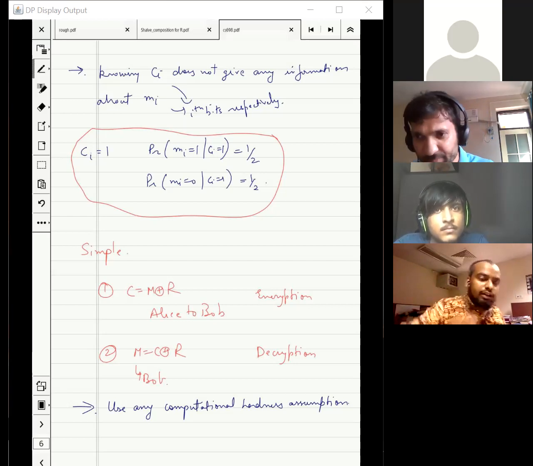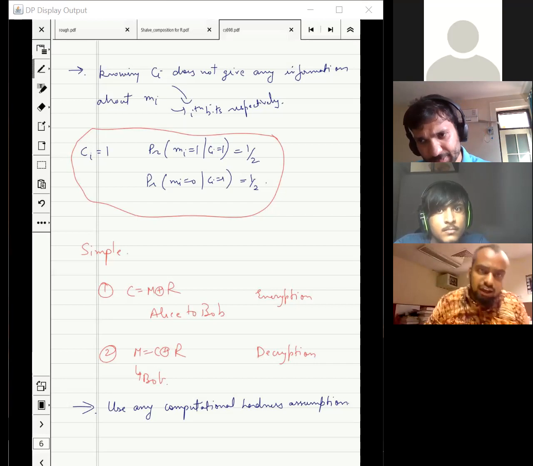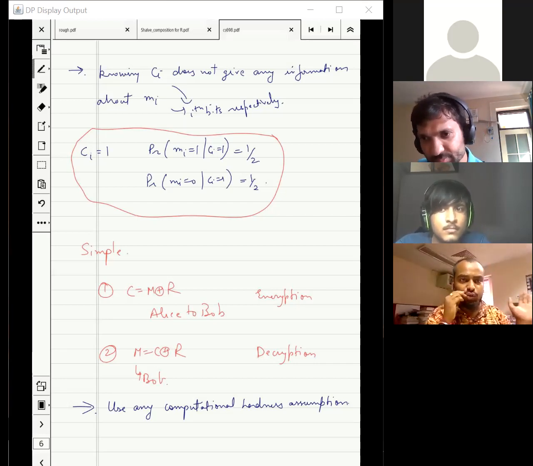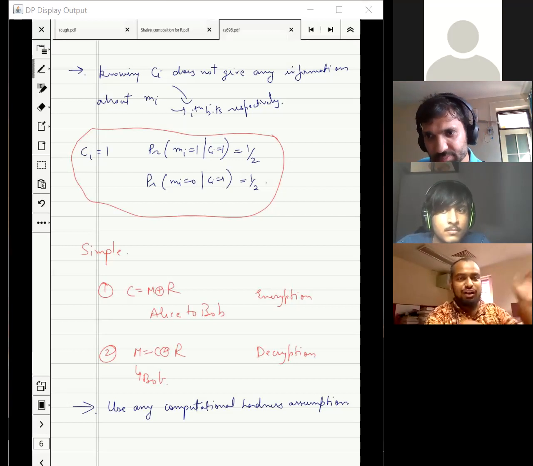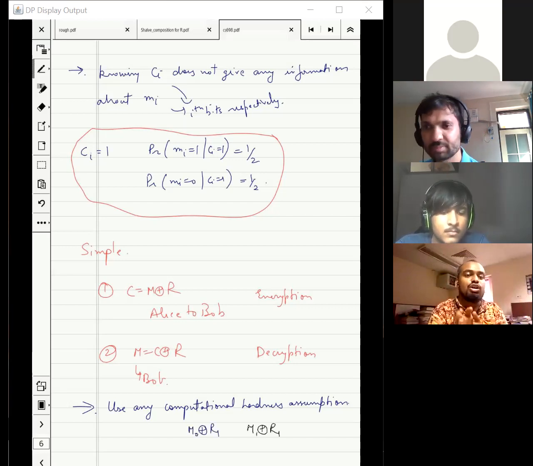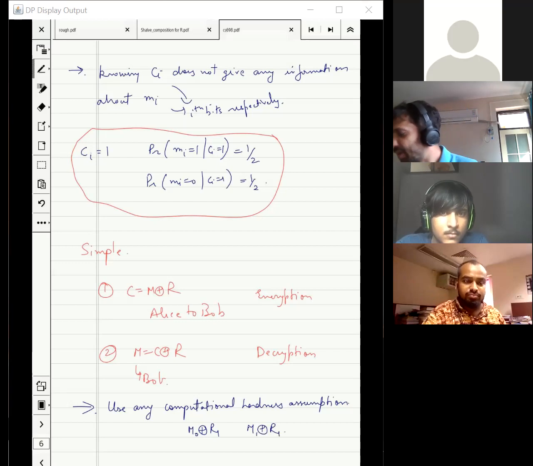Yeah, so if I have Oracle access, and I will query two messages M0 and M1, I get back the ciphertext. I will XOR M0 and M1, and it is exactly the same as the XOR of the ciphertexts. So ultimately, the effect of the key will vanish due to XOR. Very good.